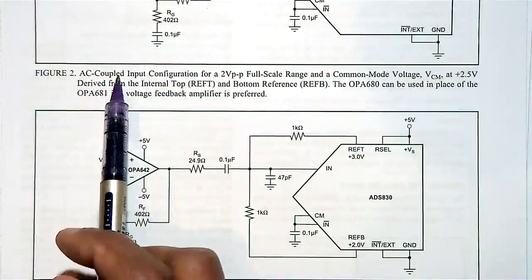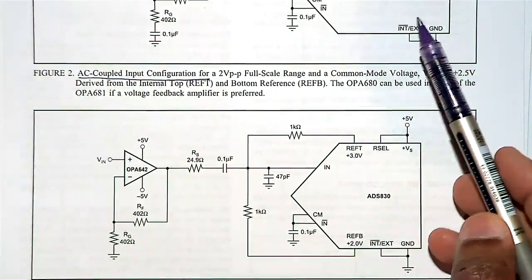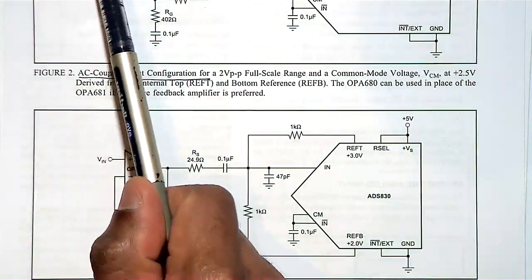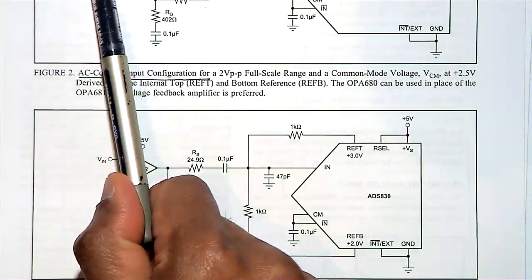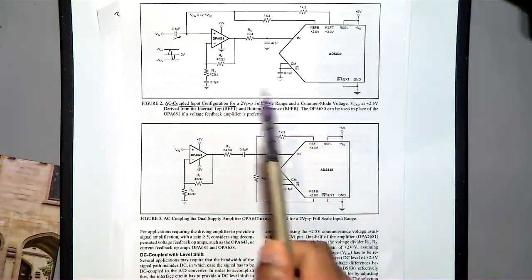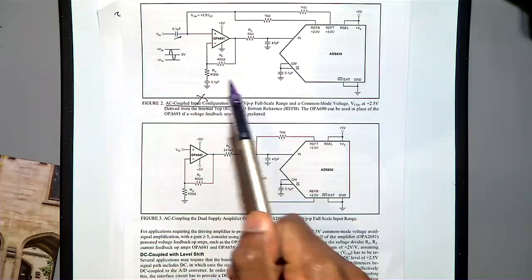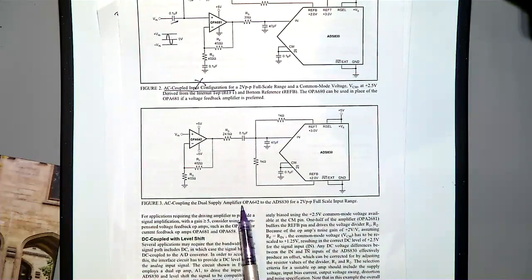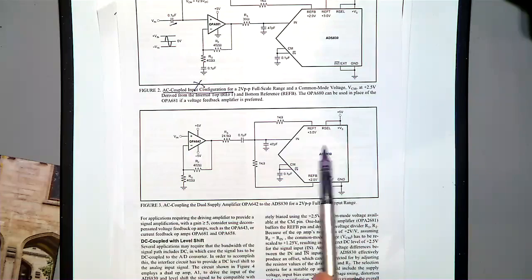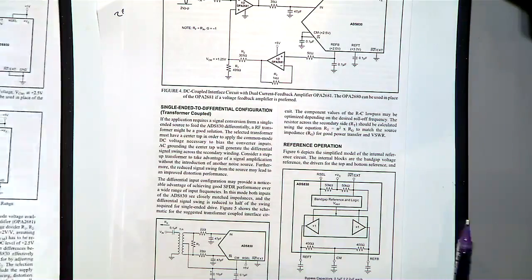If you are looking for an AC coupled input configuration, see, this is the ADC, and for AC coupling they use a capacitor. But for the DSO, we don't need AC coupling. Here you see a capacitor in the AC coupled application, so we don't need that for the DSO. AC coupling with a dual supply amplifier is for some other application. Again, AC, no. Then we need DC coupling.